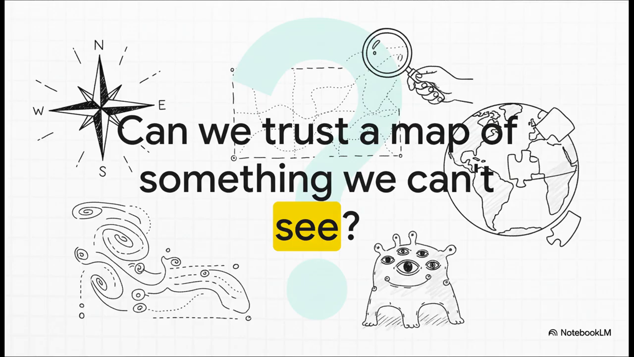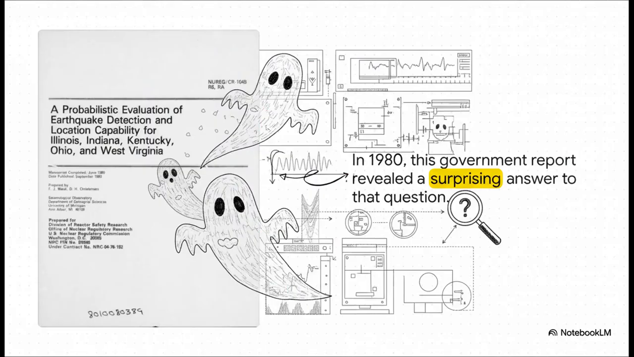As we're about to find out, the answer is way more complex and honestly, a lot more interesting than you'd probably think. Our story today comes from what looks like a pretty dry source, right? A 1980 government report from the Nuclear Regulatory Commission. But believe me, hidden inside these pages is a fantastic scientific detective story about what's real, what we think is real, and the ghosts that our own machines can create.